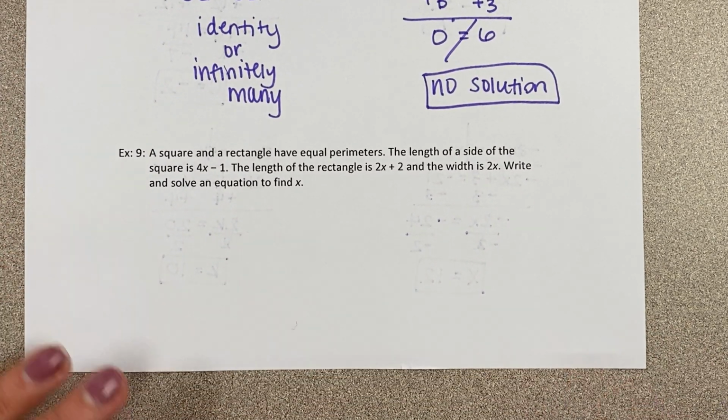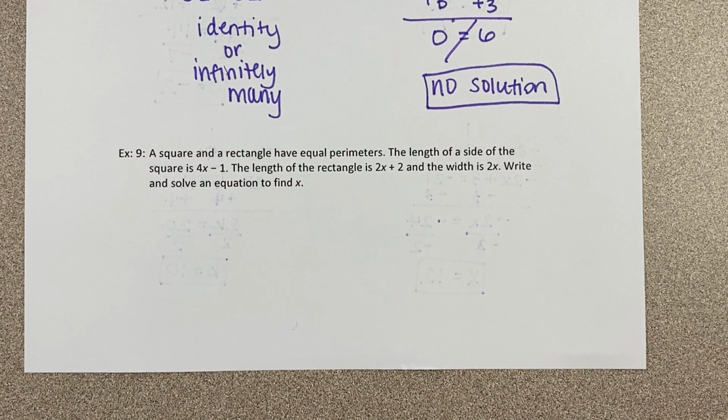All right, the last one is a word problem. Just want to do one with you because you will see it again. A square and a rectangle have equal perimeters. The length of a side of the square is 4x minus 1. The length of the rectangle is 2x plus 2, and the width is 2x. Write and solve an equation to find x.